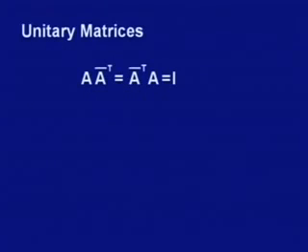Now unitary matrices are the square matrices which satisfy this property, that is A multiplied by A bar transpose is equal to A bar transpose A, and the product is I. Now if the matrix A is complex, only then A bar transpose has a meaning. If it is real, then A bar transpose is nothing but A transpose itself, and in that case A A transpose is equal to A transpose A is equal to I. That means it is the same as an orthogonal matrix. So unitary matrices are a generalization of orthogonal matrices to complex numbers.